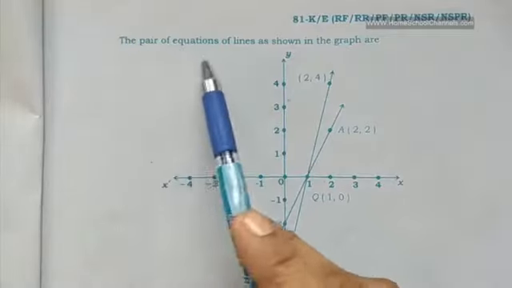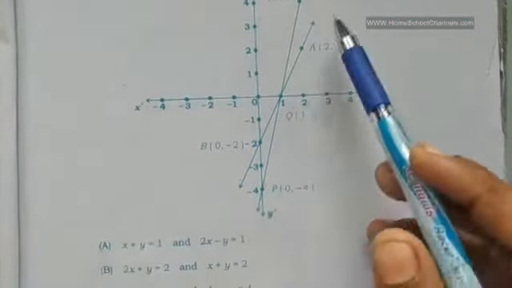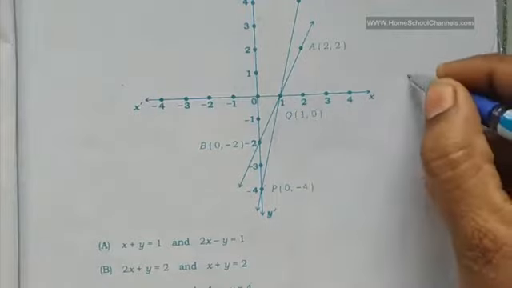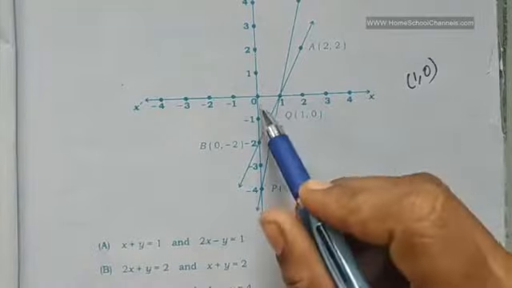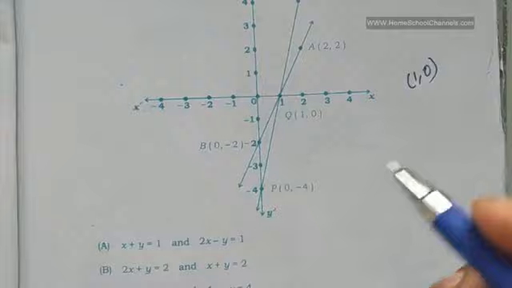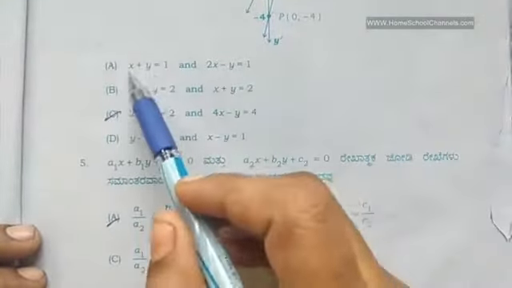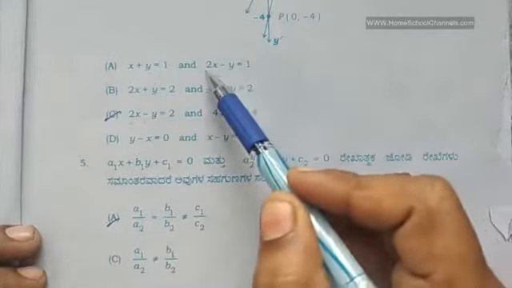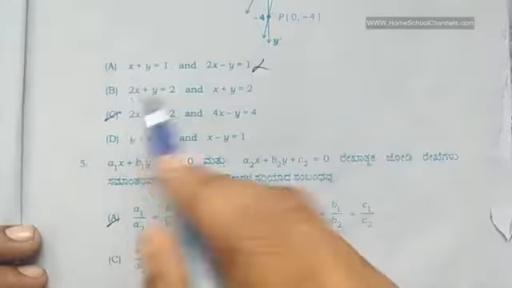Fourth one, the pair of equations of lines as shown in the graph are, you can see the graph here and the two lines are intersecting at (1, 0). X value is 1 and y value is 0. So you need to identify what are the equations. See the options. From options we need to see 1 plus 0 is 1 and here if you substitute x and y value, 2 minus 0 it will be 2. So this option is wrong and let's go with this.